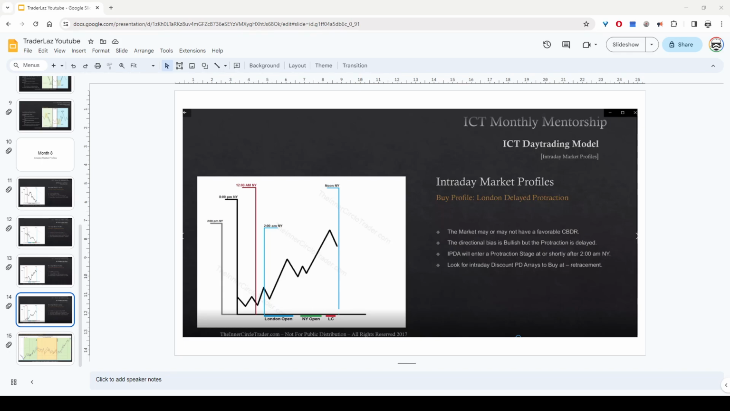Ignoring the wicks for a second, right? There's no continuation like a model B. So the range gets created, but we're not breaking out of that range.